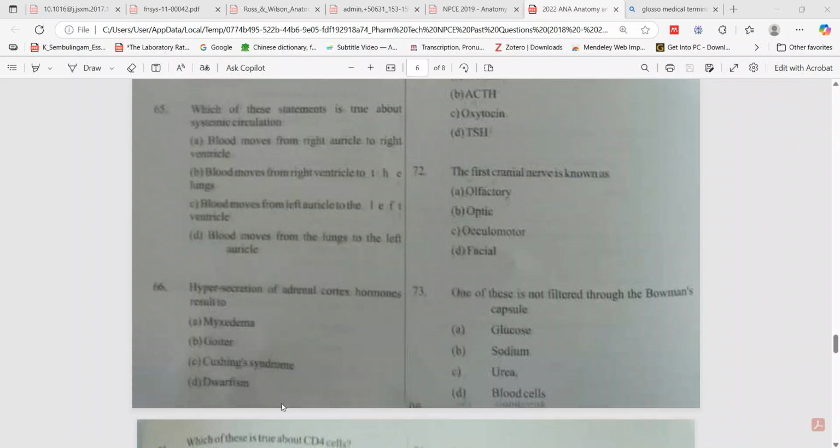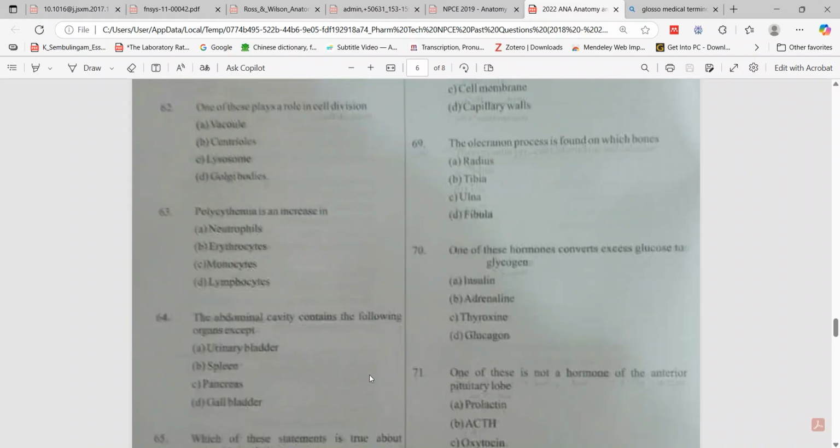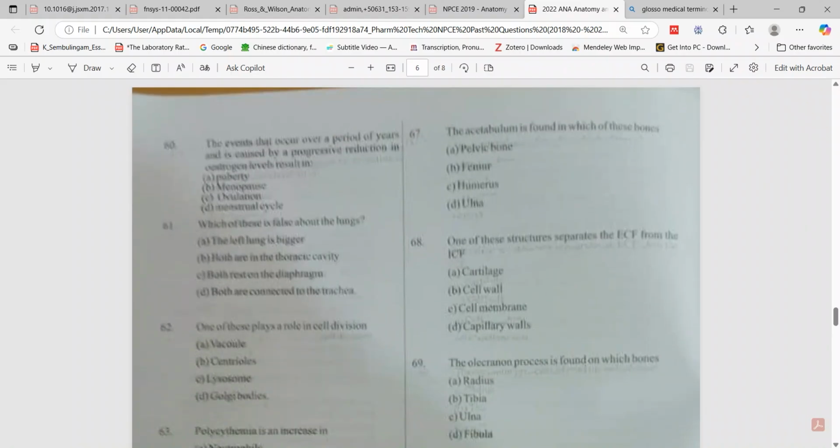So 67. The acetabulum is found on which of these bones? It's the pelvic bone. That's where the femur attaches to. Do you understand, Abibat?